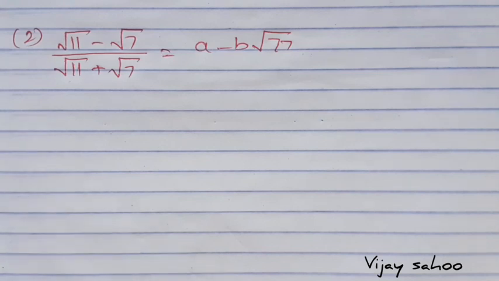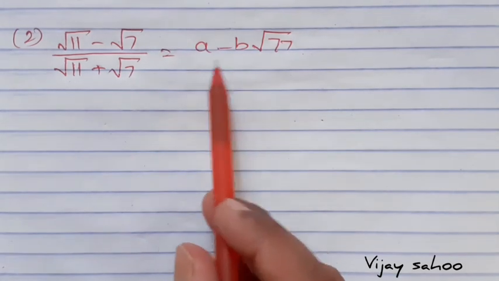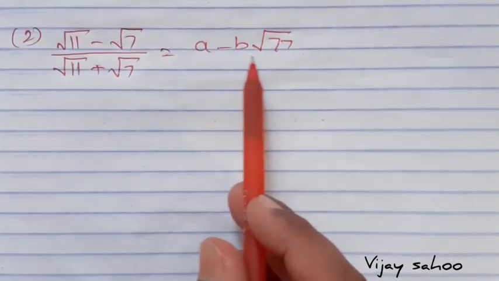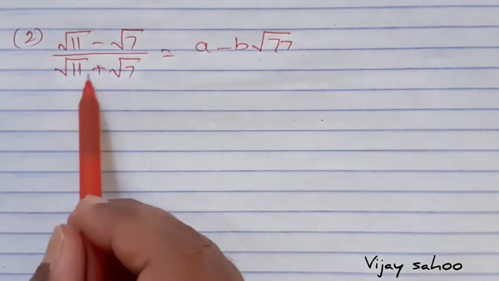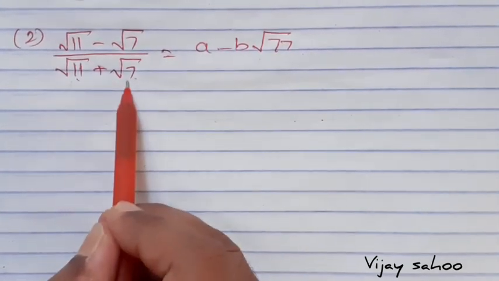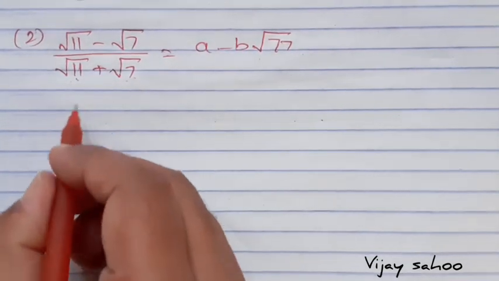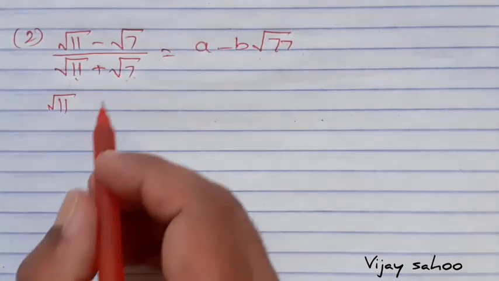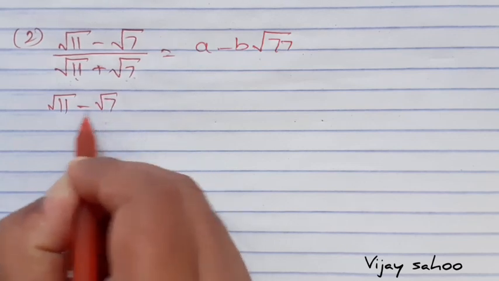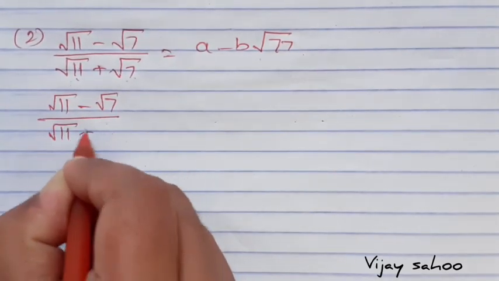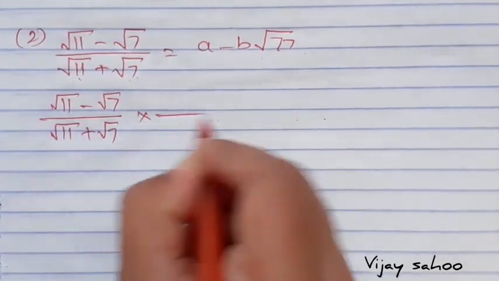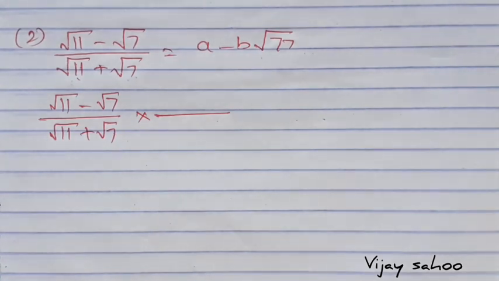So now we'll do another question. Same type of questions. We have to identify the value of a and b. If the denominator value is an irrational, what we have to do? We have to do the rationalization. So first step will be root 11 minus root 7, root 11 plus root 7 multiplied and divided by which number?